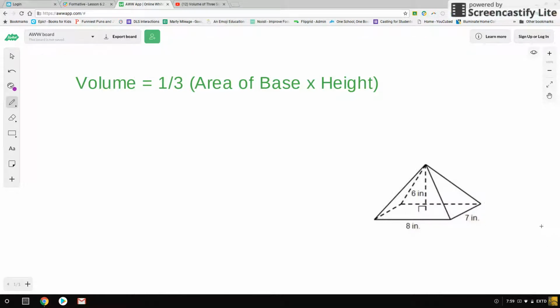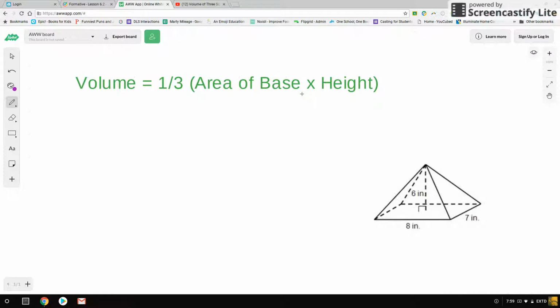Today we're going to take a peek at finding the volume of a pyramid. We're going to follow a simple formula to find the volume of that pyramid. And that formula is 1/3 the area of the base times the height.